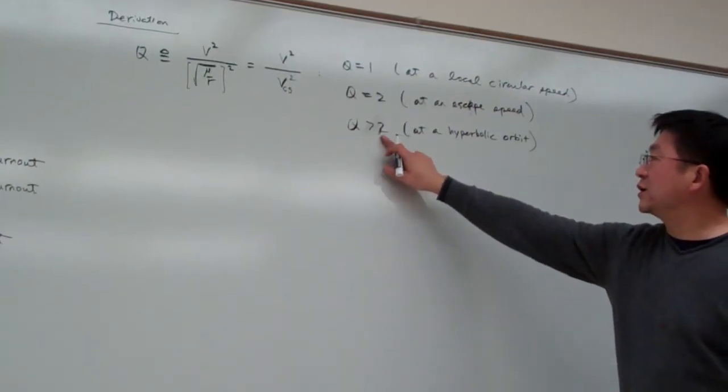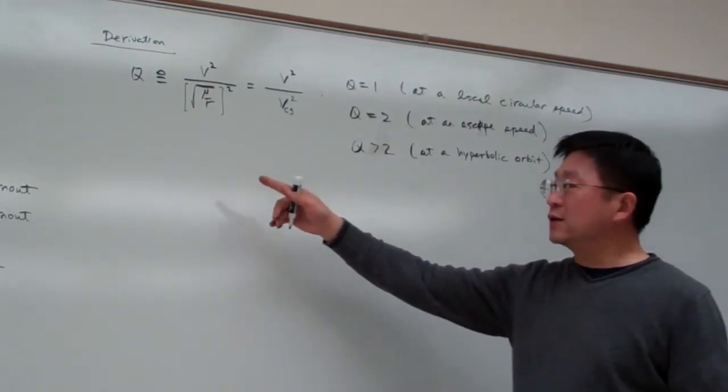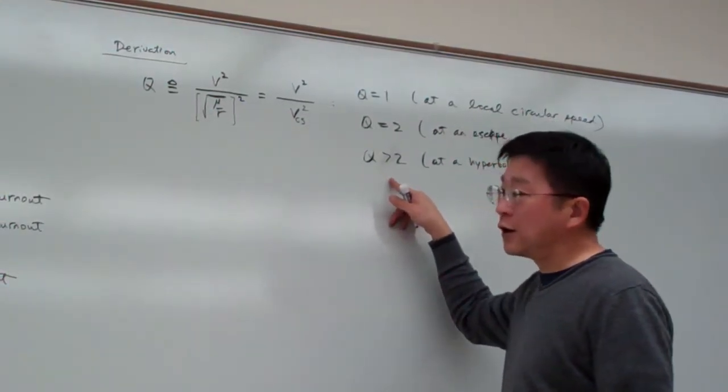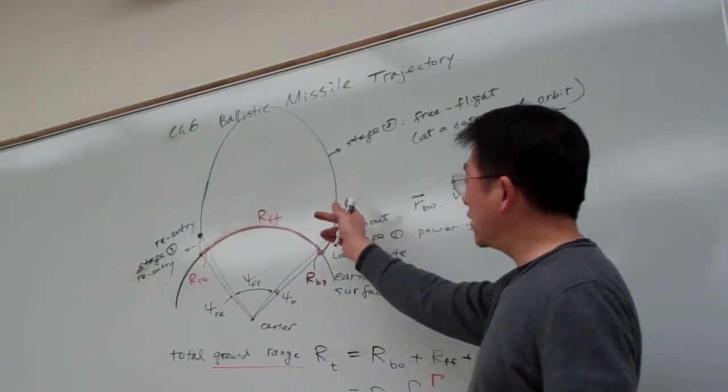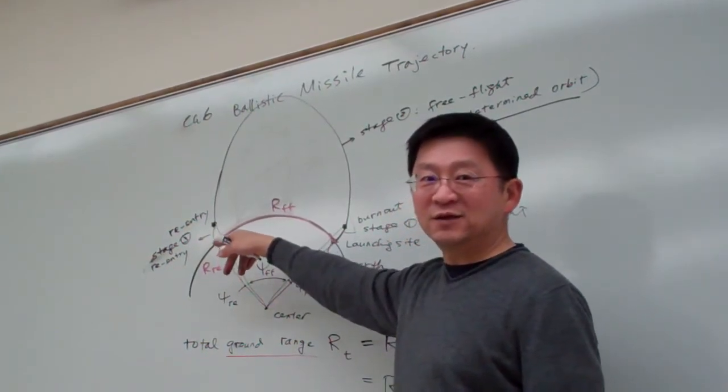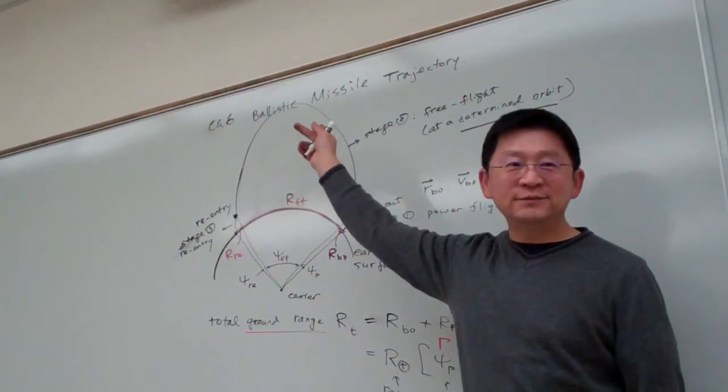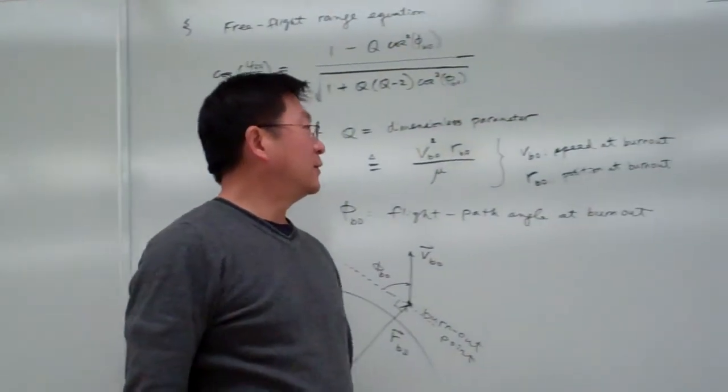Okay, so that means if the Q is so large, then once you launch it, the thing will never come back to the Earth. It's just shooting into outer space. Okay, so that's the one.